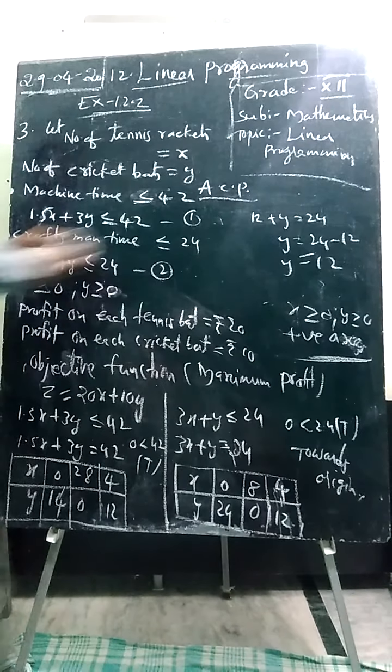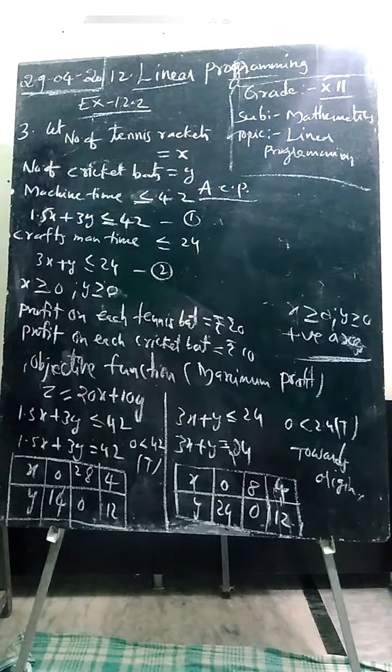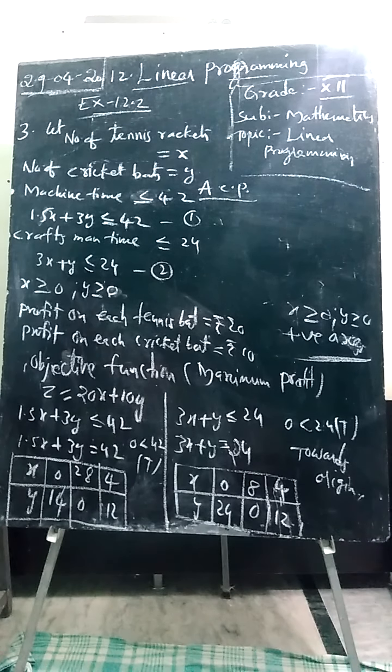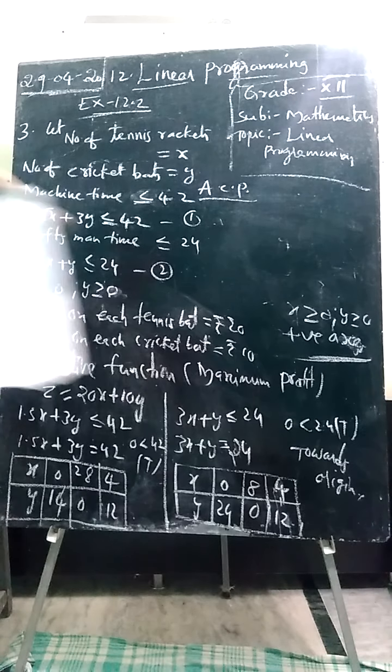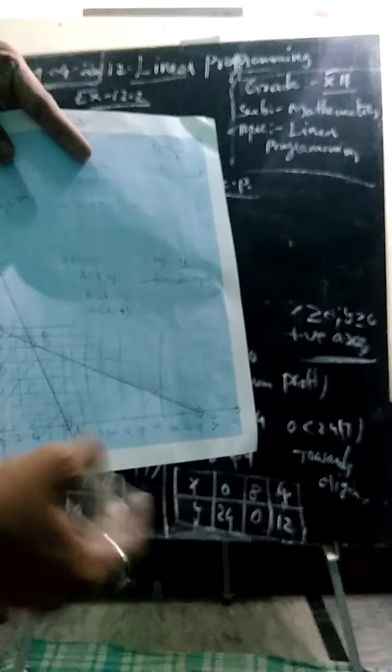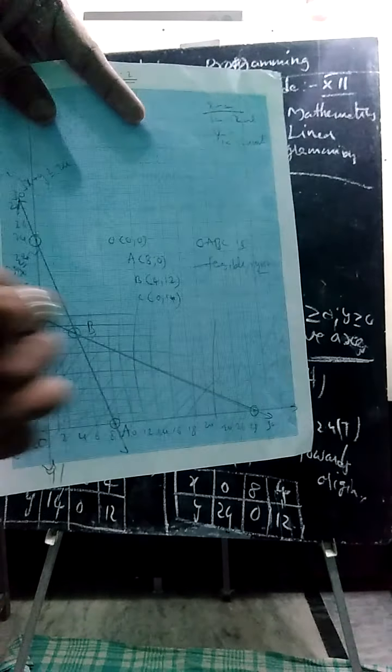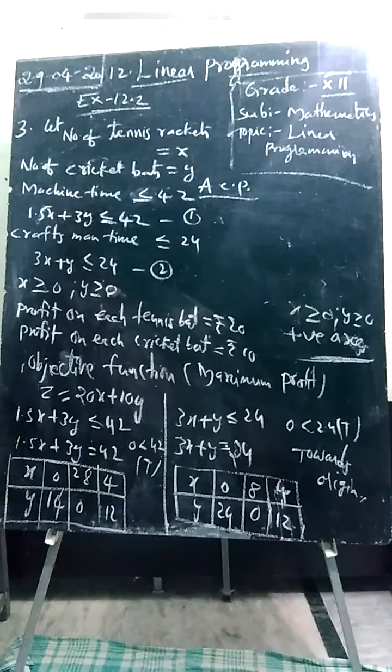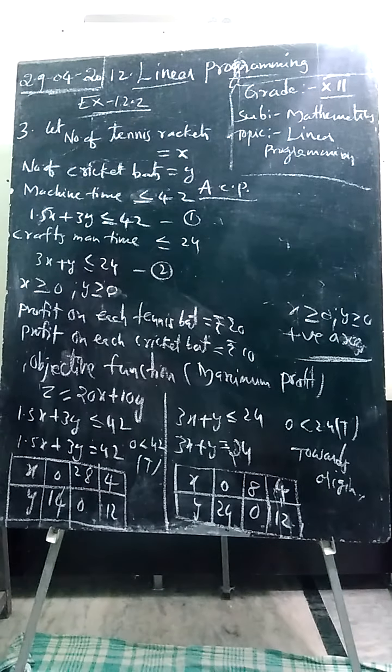So plot on graph, students. If you plot on graph, you will get the graph values, and the representation of the graph will be like this. You will get a closed polygon O, A, B, C, feasible region, feasible points also we will get. Once again I am repeating, students.